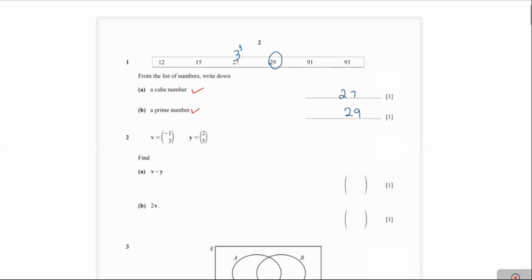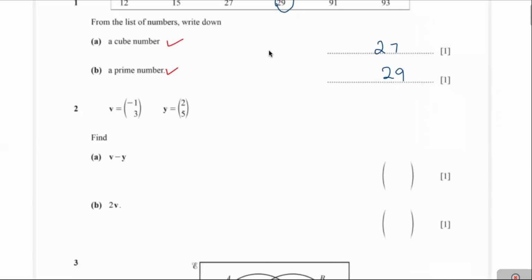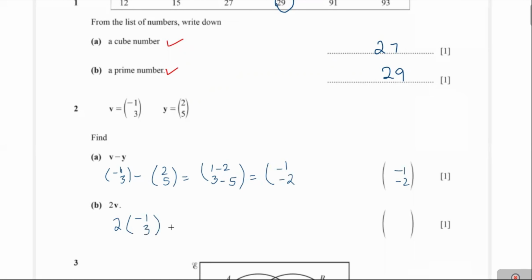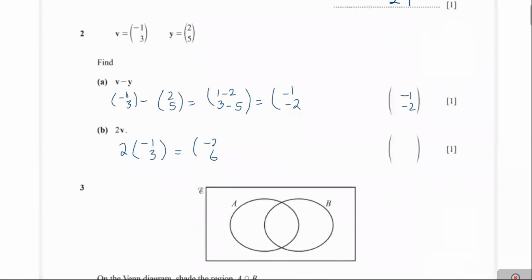This is the answer. Next, question number 2: v is equal to (minus 1, 3), y is equal to (2, 5). Find v minus y. Now you can see here, v is (minus 1, 3) and y is (2, 5). Now you can write it as minus 1 minus 2, 3 minus 5. The answer is (minus 3, minus 2). And this is the answer. Next is 2 times v. Now v is (minus 1, 3). Now we get (minus 2, 6). And this is the answer.